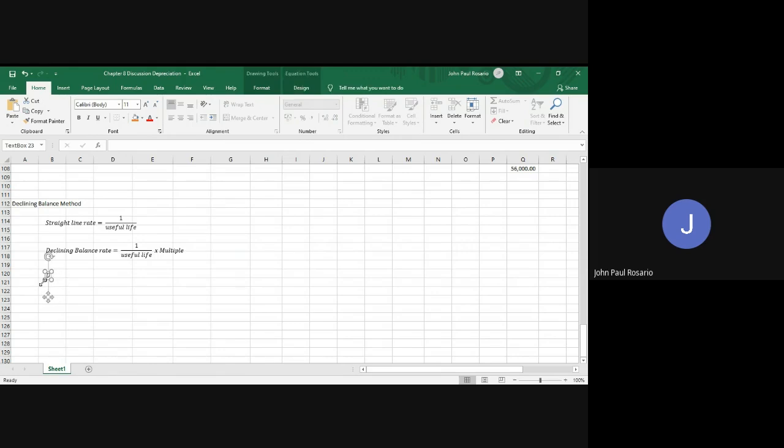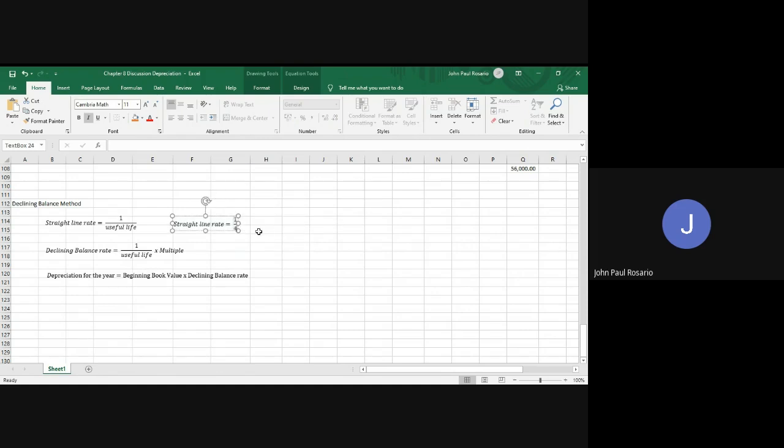Sorry, depreciation for the year is equal to beginning book value multiplied by your declining balance rate. Now for our problem, our straight line rate is actually 1/4. I'm sorry, our straight line rate is 1/4.